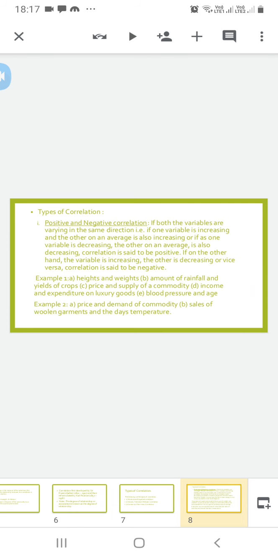Positive and negative correlation. If both the variables are varying in the same direction, that is, if one variable is increasing and the other on average is also increasing, or if as one variable is decreasing, the other on average is also decreasing, correlation is said to be positive. If, on the other hand, one variable is increasing and the other is decreasing, or vice versa, correlation is said to be negative.